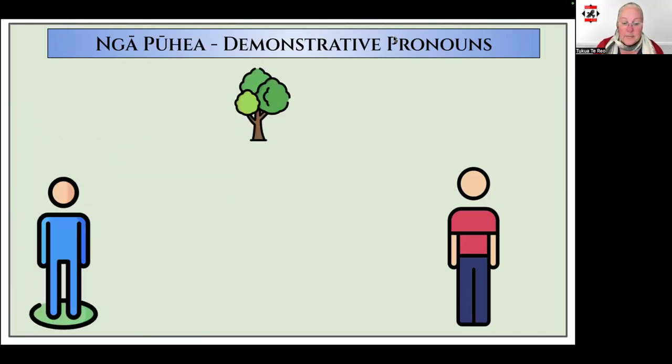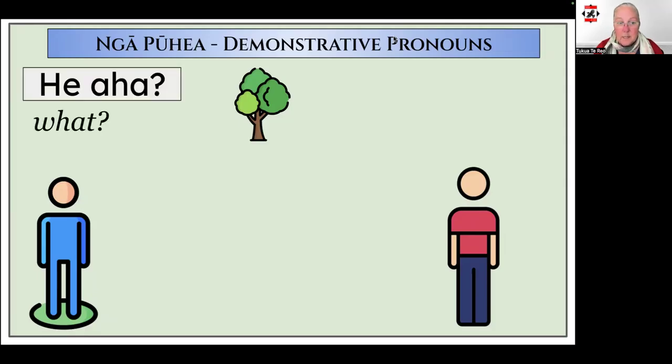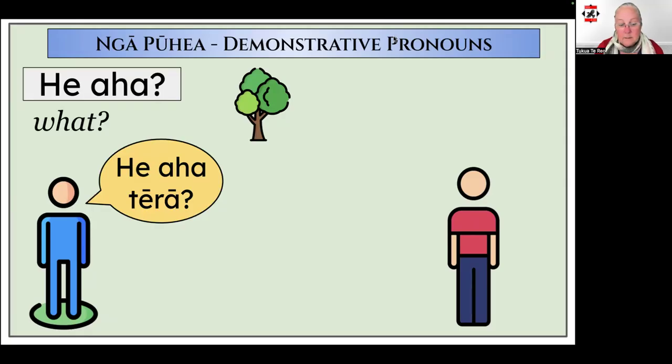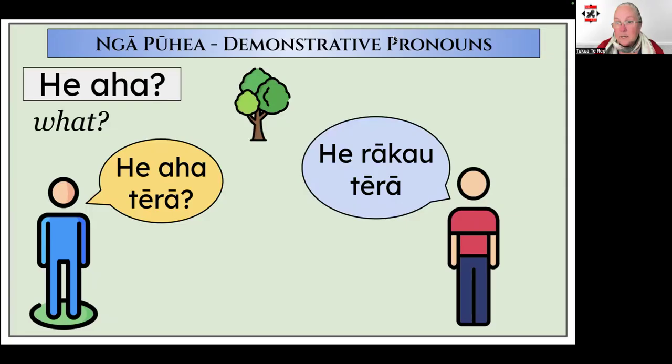Let's say Pio is now asking about something that's away from both of them. Staying with the kupu pātai he aha, he would say, he aha tērā. What's that? To which Pio would say, he rākau tērā, that's a tree. Notice that they're both using the kupu tērā to say that, because the thing they're talking about is away from them both.